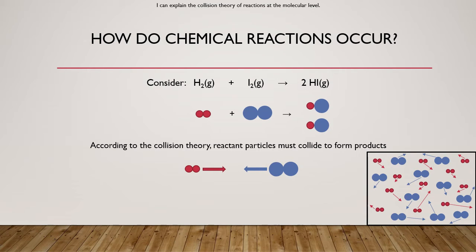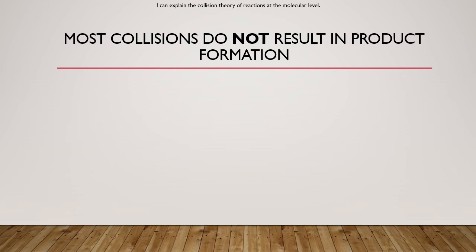So we will have all sorts of collisions happening. And that's the case anytime you mix any substances. There's going to be all sorts of collisions between the particles that are certainly occurring. Now here's the trick, though, and here's where some of the more detailed things come into play, is that most of these collisions, even the ones that are between a hydrogen molecule and an iodine molecule, most of these collisions do not result in product formation.